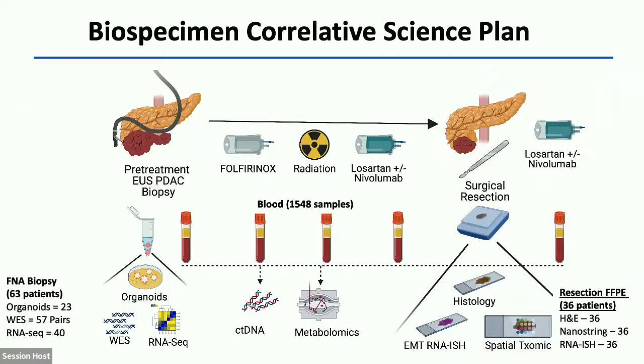We took endoscopic ultrasound biopsies from patients, and our priority was organoid formation. This was sent to Hopkins in Rick Burkhart's lab, where he was successful in developing 23 organoids from 63 patients that we did biopsies on. Not all of those were actually sent due to the COVID pandemic, but we were able to do whole exome sequencing and RNA-seq on those pre-treatment biopsies.